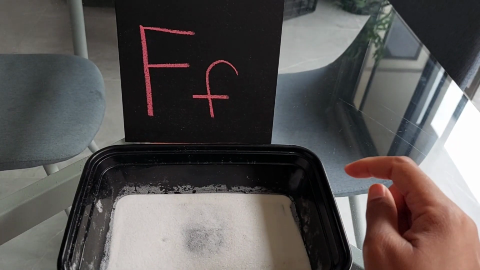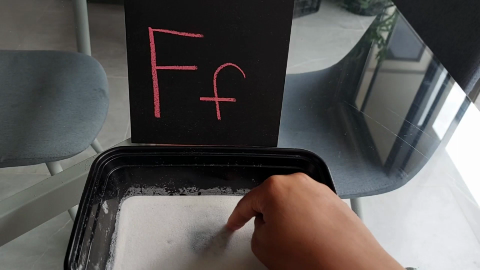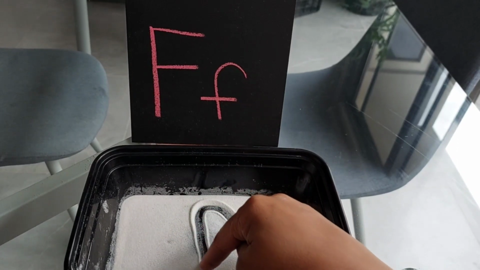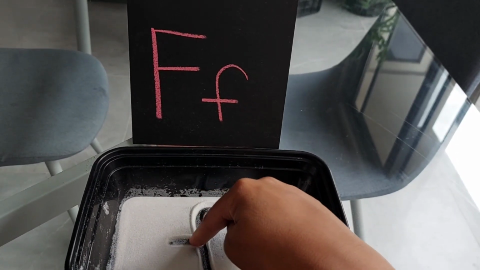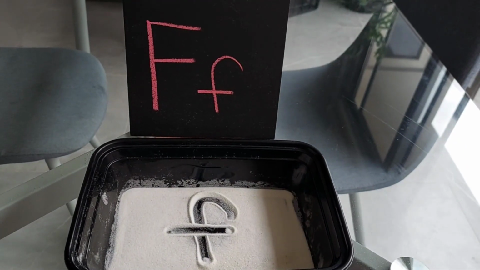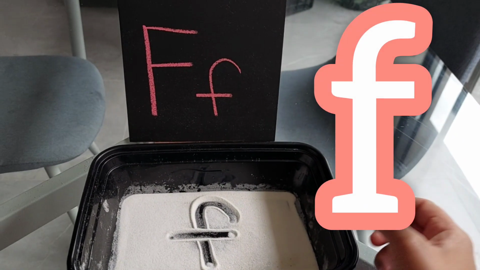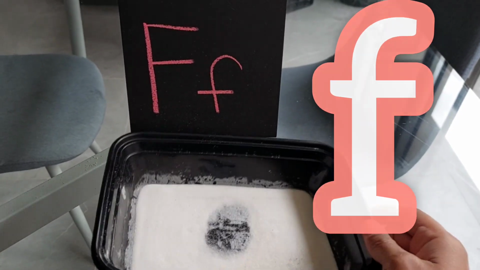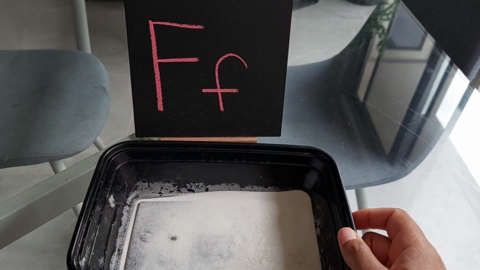Now let's learn how to write a lowercase f. We're going to start at the top, go around all the way to the bottom, and do a straight line across the middle. And that's how you write a lowercase f. Fantastic job, guys. You guys are doing an awesome job.